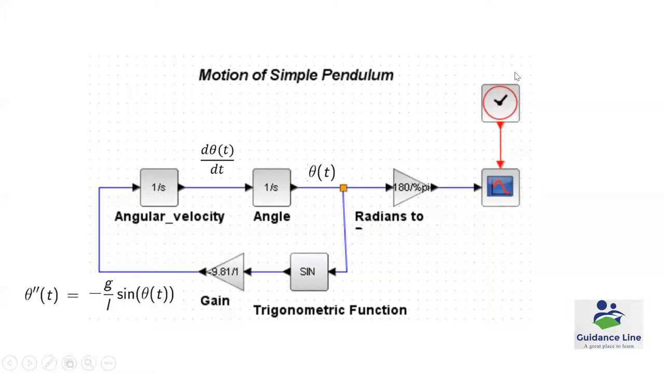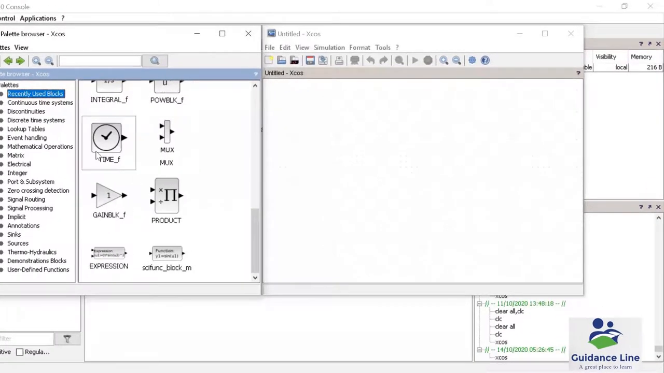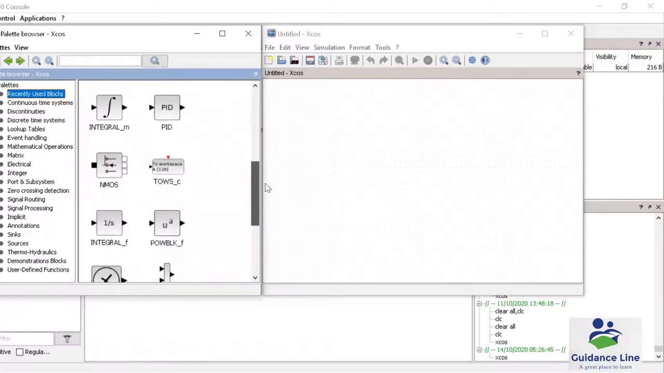As I have already told you in previous sessions, this is an event driven clock that is used for getting our output from this Scicos block. So this is a simple schematic which we are going to design by making use of Scicos. This is my Scicos window, in which there is a palette browser, and this is an editor window. I am simply dragging the required blocks.